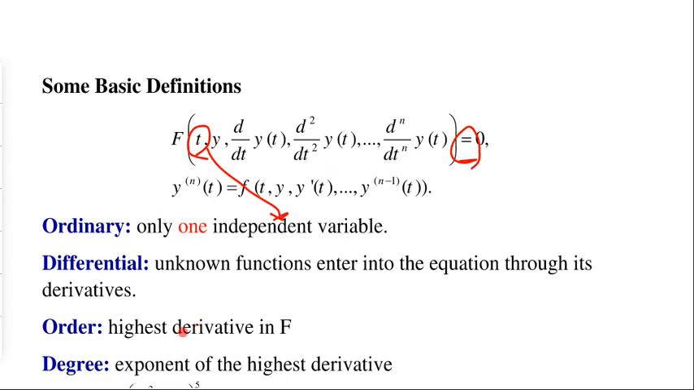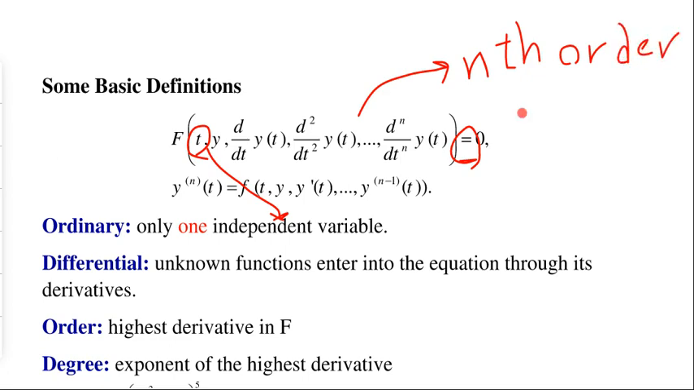The highest derivative in function f we call the order. So here our equation is nth order. It will be of order n because the highest derivative in our equation is n.